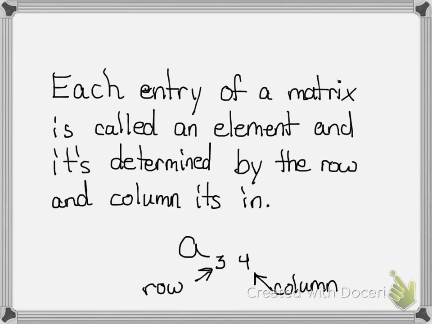Welcome back. As you can see, it says each entry of a matrix is called an element and is determined by the row and column that it's in. So, in this particular video, I'm going to label each one with the variable of A, but the subscripts are going to have two numbers. That first number is going to tell you what row it's in, and the second number is going to tell you which column it's in.